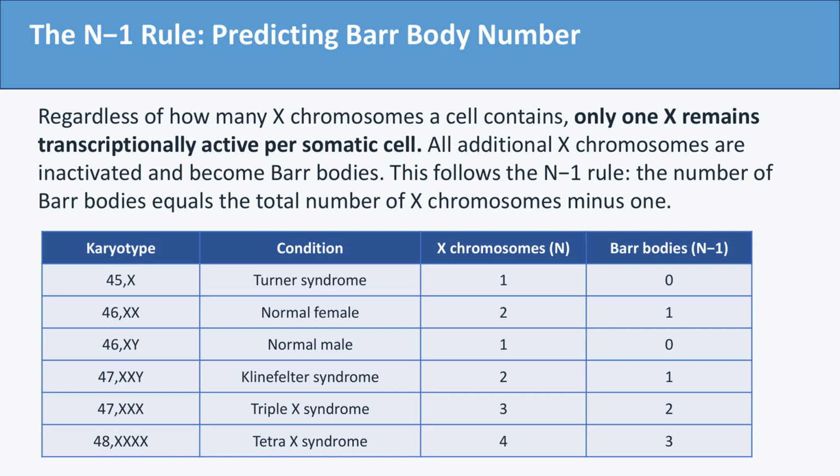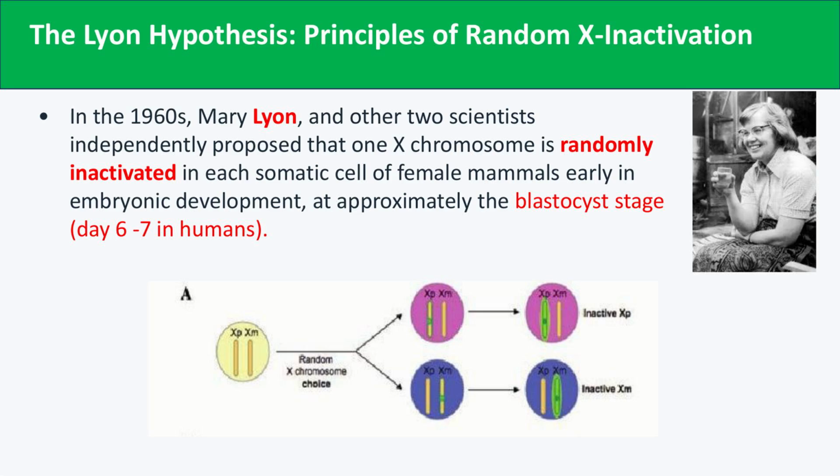The N-1 rule states that only one X chromosome remains active per cell, with others becoming Barr bodies. This rule helps predict the number of Barr bodies based on X chromosome count. In the 1960s, Mary Lyon proposed that X inactivation is random in each cell, occurring early in development, a principle now known as the Lyon hypothesis.